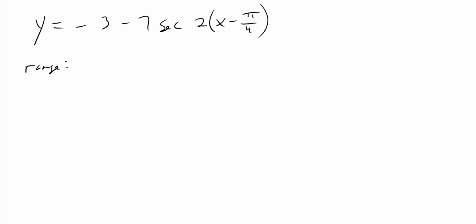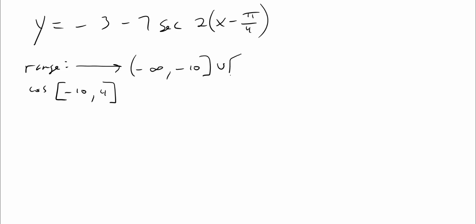All right. So if I said y is equal to negative 3 minus 7 secant of 2 times parentheses x minus pi over 4. We'll do a secant graph. Okay, so range is really easy. Do you guys agree? For cosine, it's going to be between negative 3 plus 7 and negative 3 minus 7. So negative 3 minus 7 is negative 10, and negative 3 plus 7 is 4. So between negative 10 and 4, that means the range for this function is going to be negative infinity to negative 10, union, 4 to infinity.